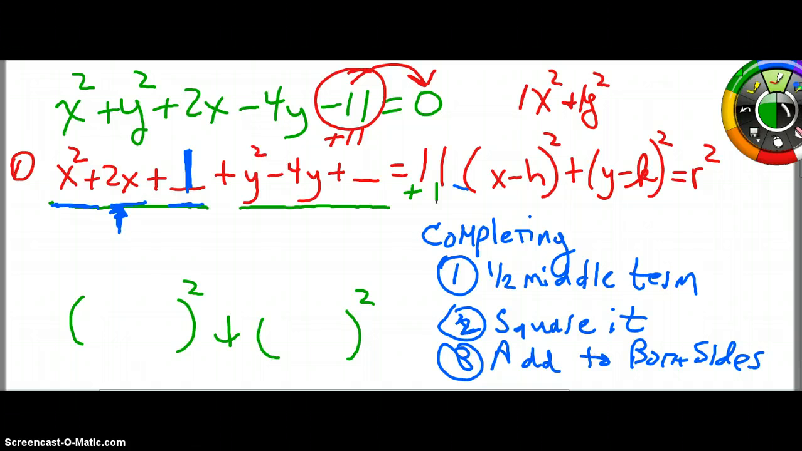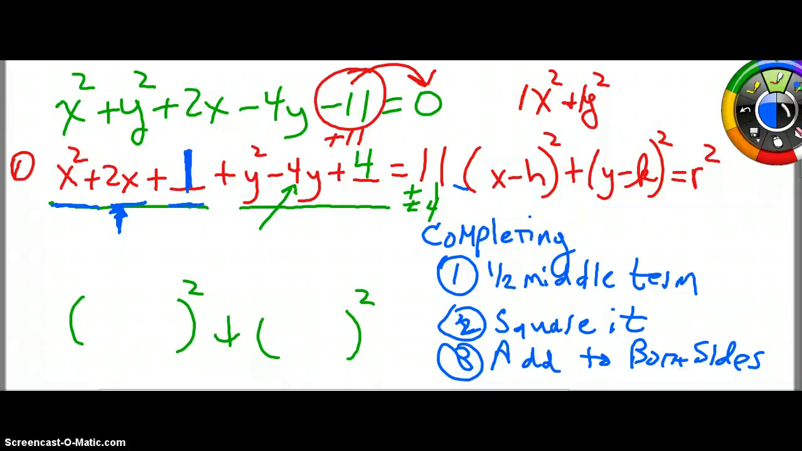Let's do the same thing with the 4. Half of 4 is 2. 2 times 2 is 4. And step number 3 says add that to both sides. So I'll add 4 to both sides, so I'm not changing my equation. Now, here comes the interesting part.